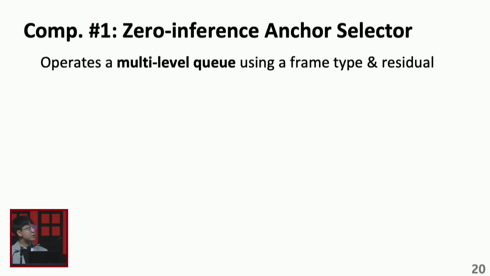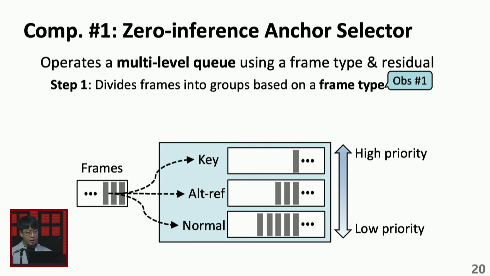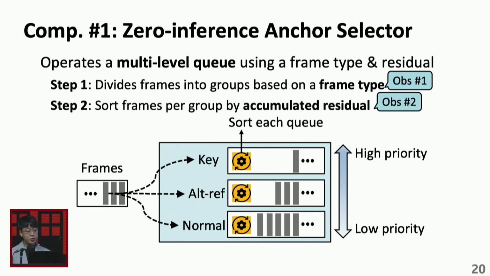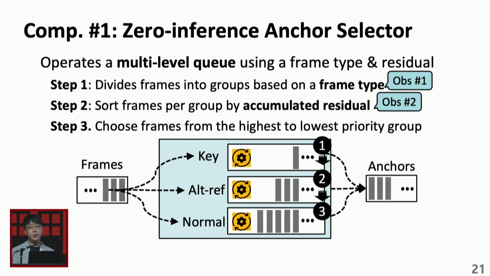So based on these observations, the selector operates a multi-level queue using frame type and residual. First, the selector divides frames into groups where each group consists of the same type of frames. Second, for each group, the selector sorts frames by their accumulated residual. Lastly, the selector picks anchor frames from the highest to lowest priority queue within an available computing budget. These processes are periodically invoked during live stream.